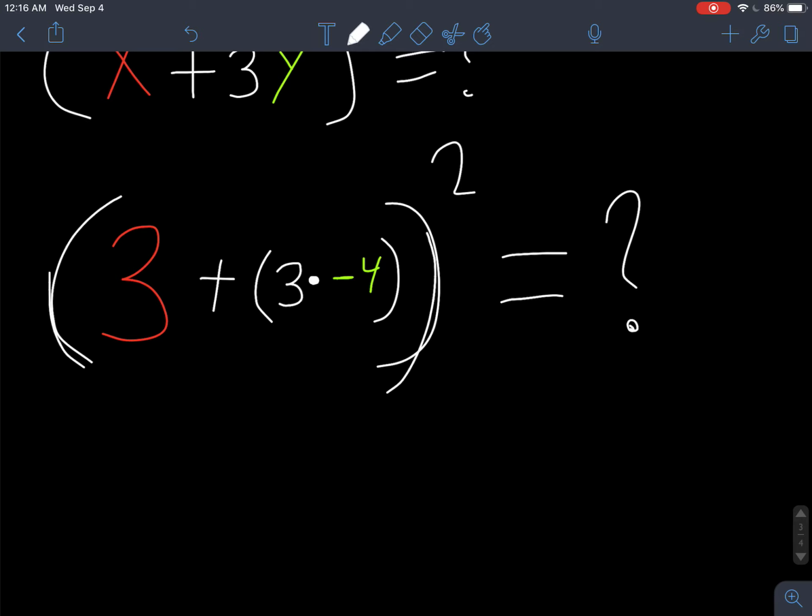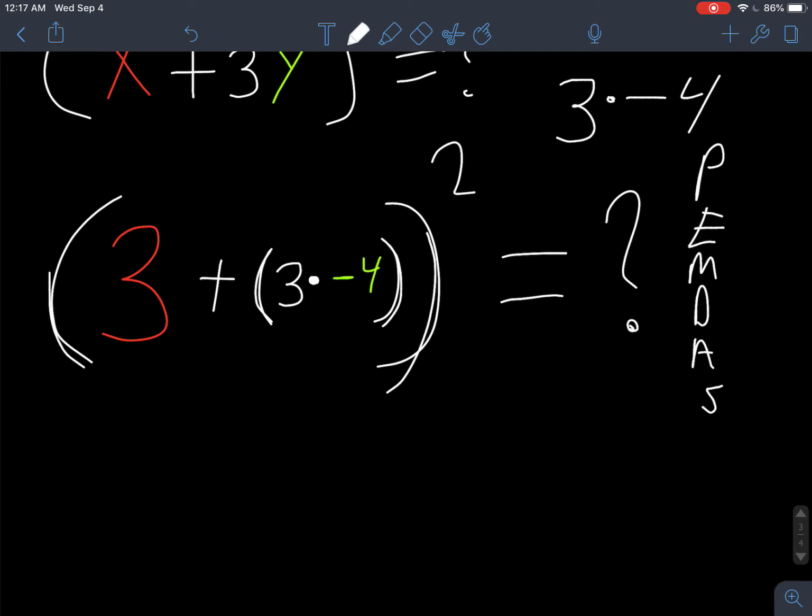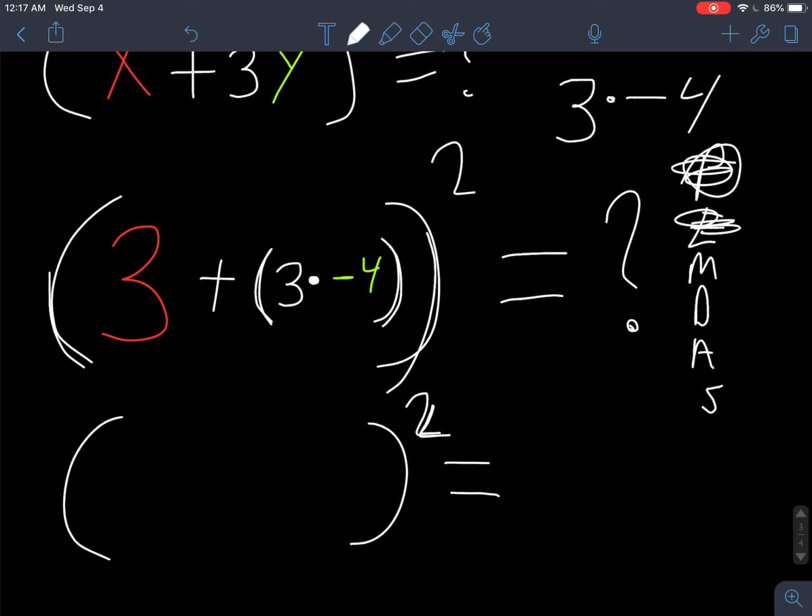Even if we don't have parentheses in here, it would still be 3 times -4, which is multiplication. Look, P, E, M. Even if we don't have parentheses inside, and we don't have exponents, we still have multiplication. So we didn't really change anything. So what we do now is whatever's inside the parentheses. So 3.